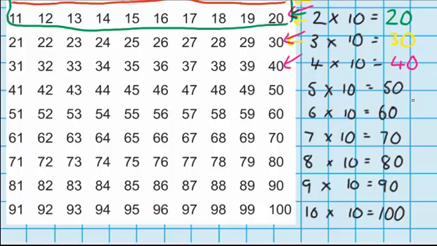So hopefully you've now got all your 10 times tables written out like this. So let's look at the answers to all our 10 times tables and see if you can notice a really important pattern. Well, you can see that all the answers to our 10 times tables are tidy numbers. All of them end in a 0.